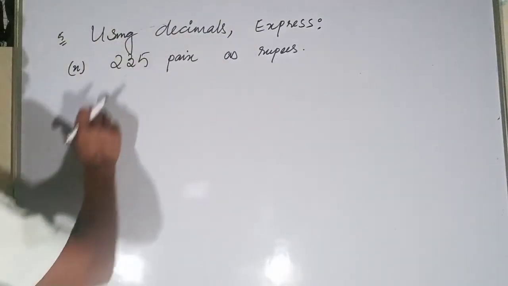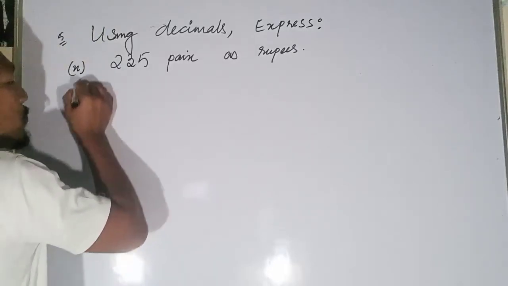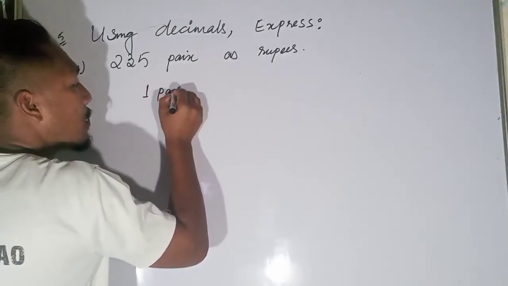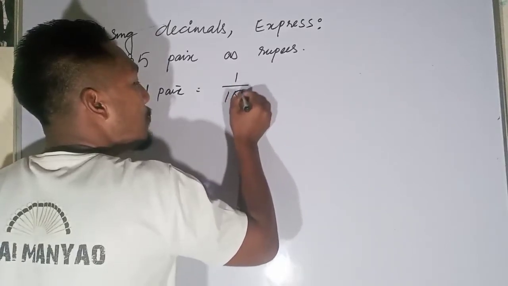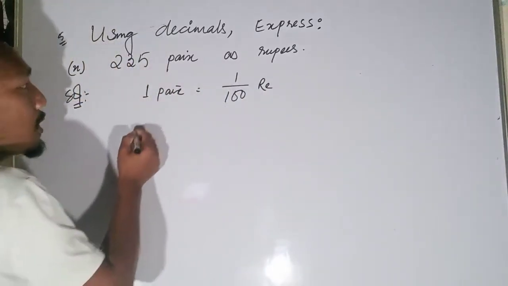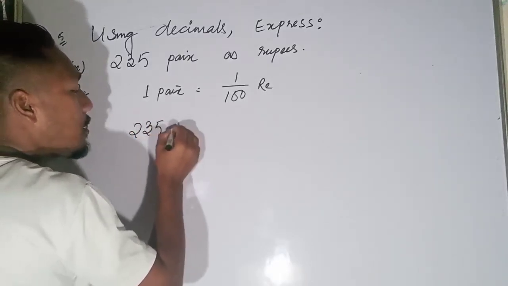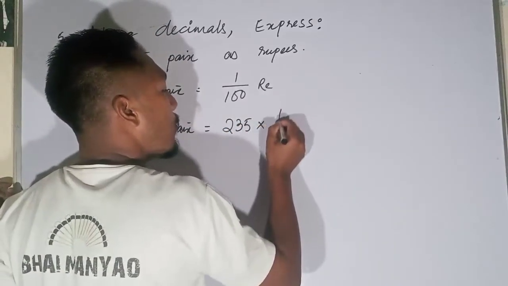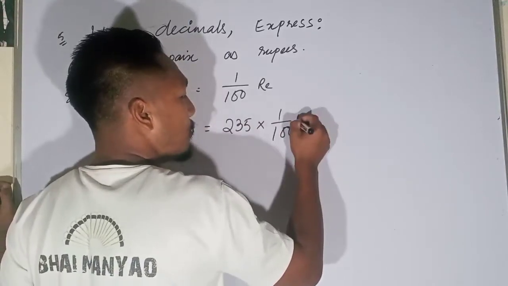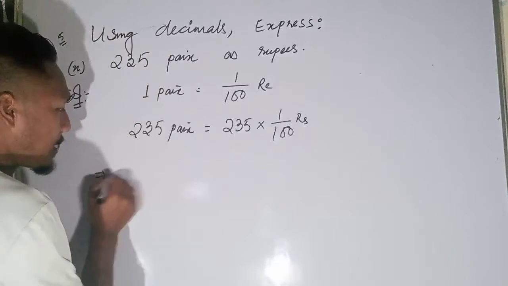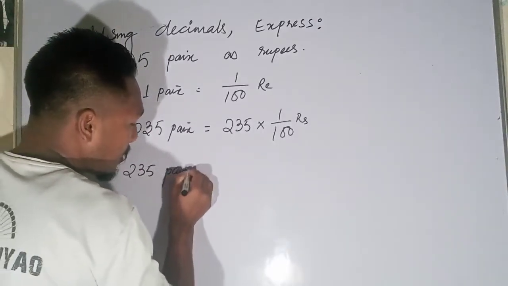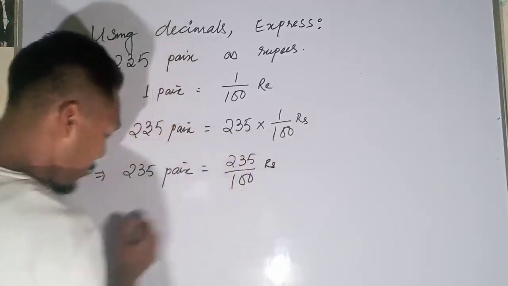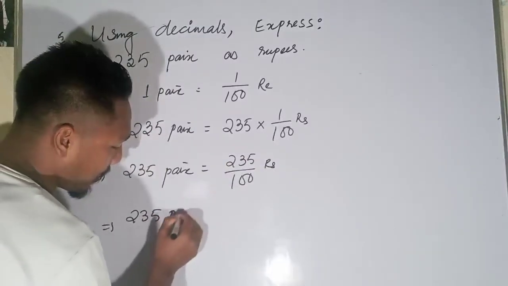So this is our next question, 235 paisa as rupee. I have already explained the solution in the previous questions also. 1 paisa is equal to how much rupees? 1 paisa is equal to 1 by 100 rupee. So here we have 235 paisa. 235 paisa will be equal to how much rupee? 235 paisa is equal to 235 into 1 by 100 rupees. So if I calculate this, 235 paisa is equal to 235 by 100 rupees. So I can also write this as 235 divided by 100.